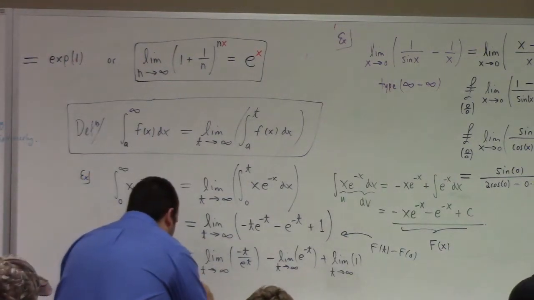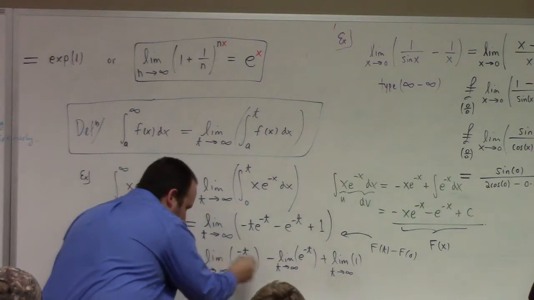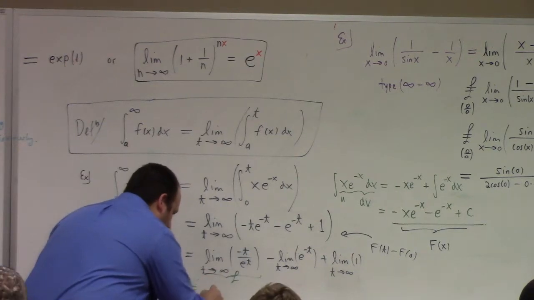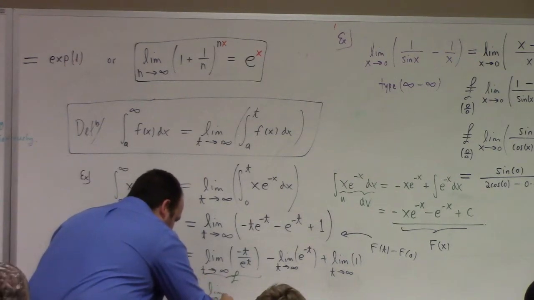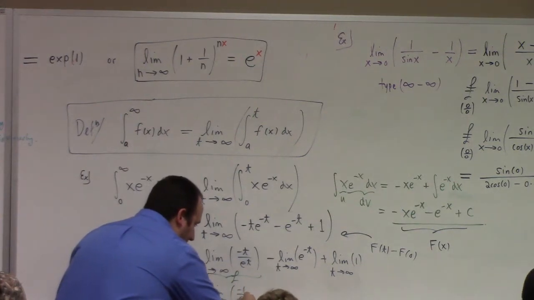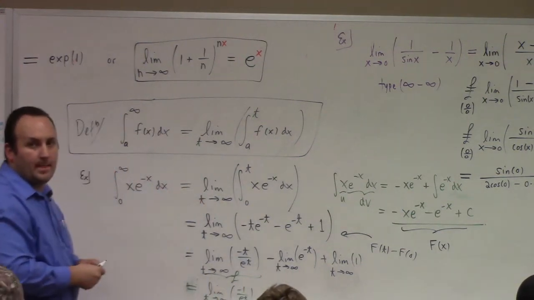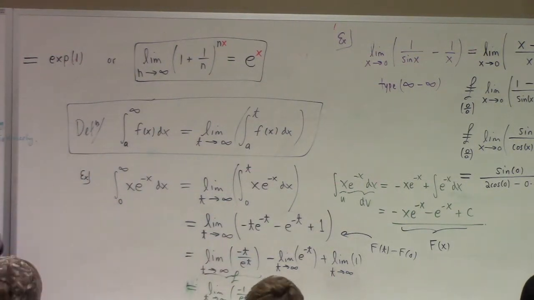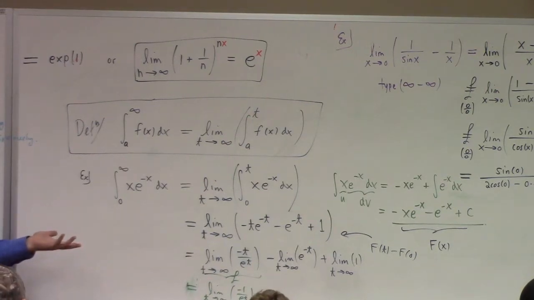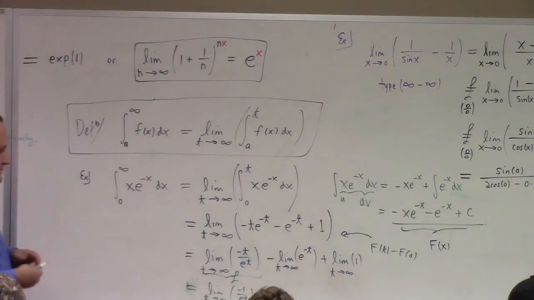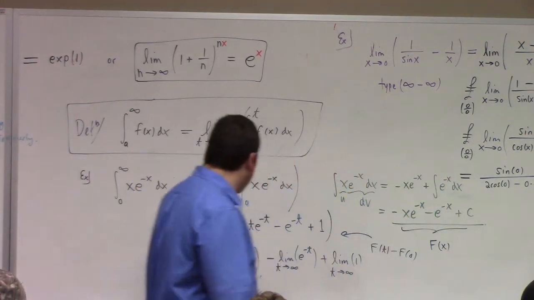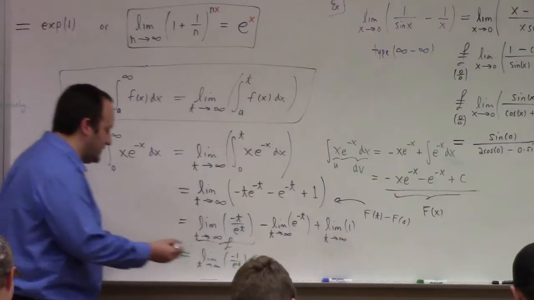This first piece, by L'Hopital's rule, what do I get? Minus 1 over e to the t. If I have t over e to the t, I apply L'Hopital's rule. The derivative of t is 1, the derivative of e to the t is e to the t. In a street fight between an exponential and a polynomial, you should always pick the exponential. It's going to win. So with the exponential downstairs, it drives this limit to 0.